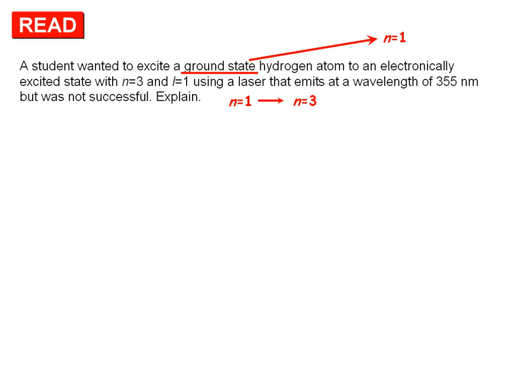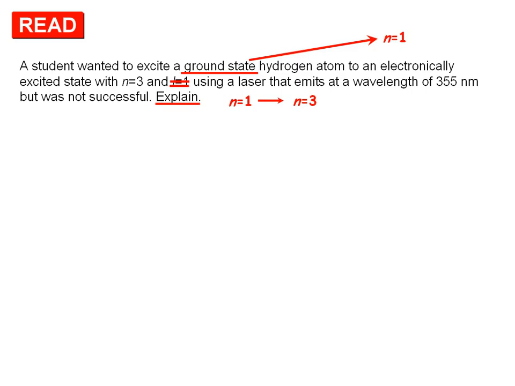The fact that L equals 1 is irrelevant in this case, since in a one-electron system, anything with the same principal quantum number n has the same energy. They used a laser light that emits at a wavelength of 355 nanometers, but were not successful. Explain.